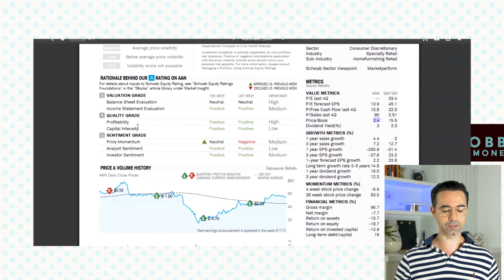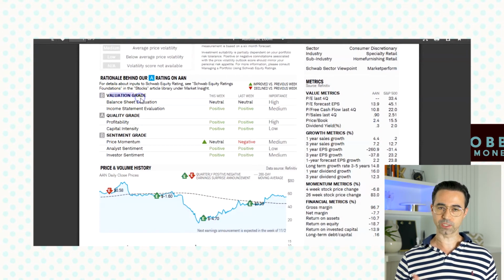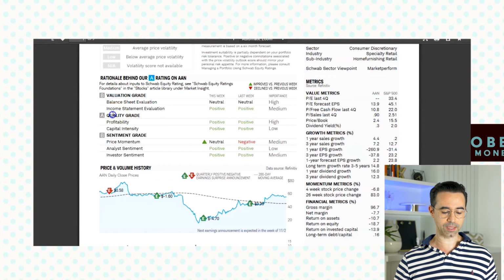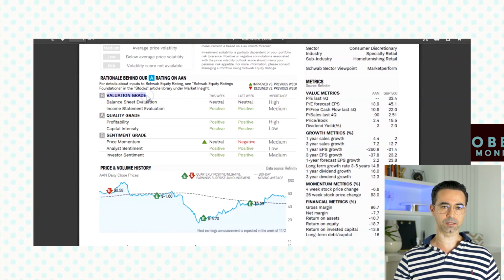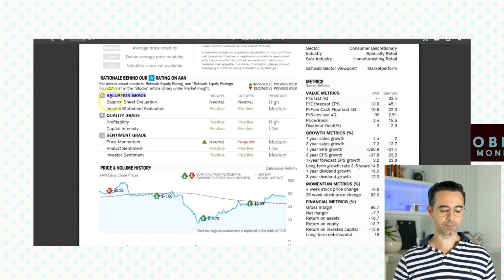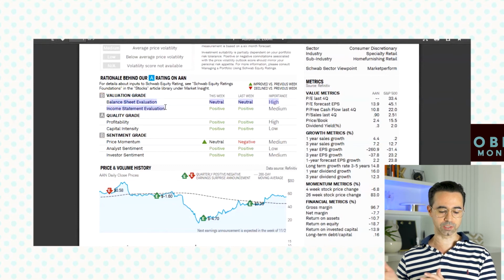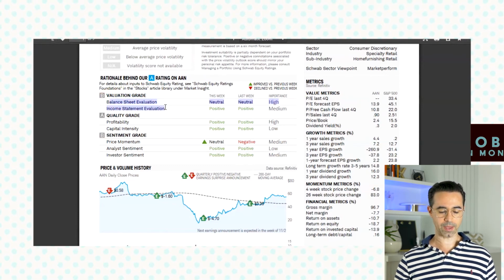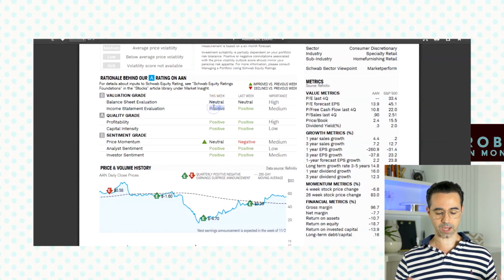Another thing I would look at here is the valuation grades. I would want to make sure that the company has a good valuation grade. The balance sheet is important, and the balance sheet is okay. The income statement's okay, and these are not bad. So the balance sheet is neutral, the income statement's positive, okay?